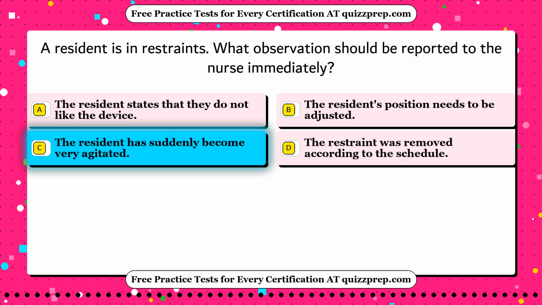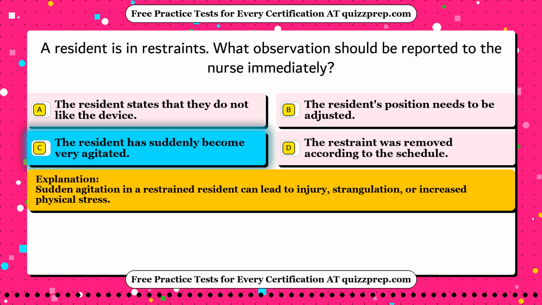The correct answer is option C. The resident has suddenly become very agitated. Sudden agitation in a restrained resident can lead to injury, strangulation, or increased physical stress.